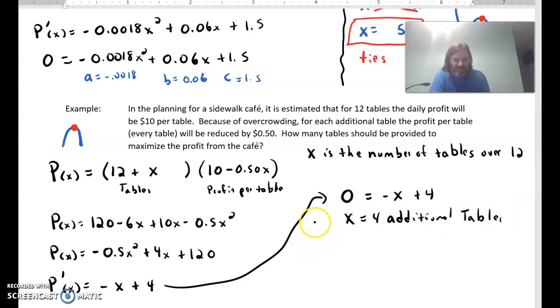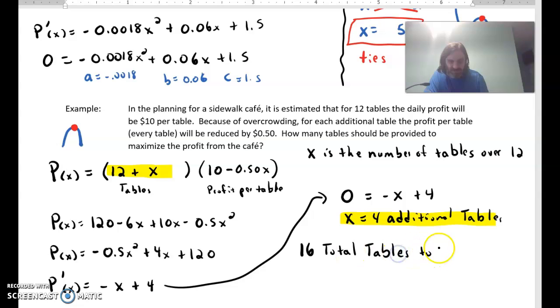So that means 12 plus the 4 would give us 16 total tables to maximize the profit. Now, you could go back and answer a couple other questions.